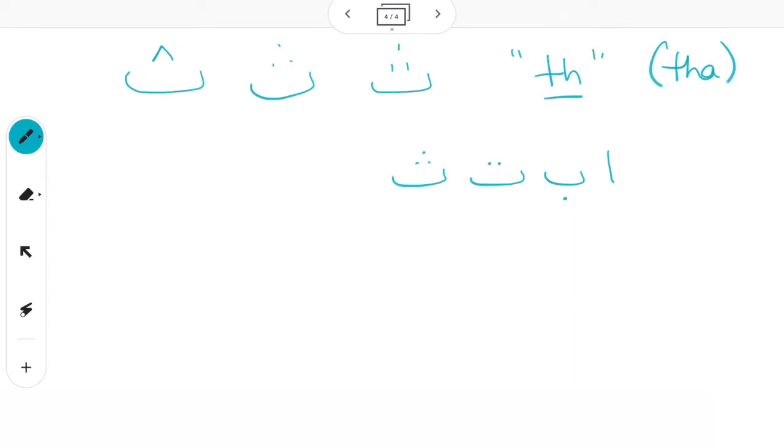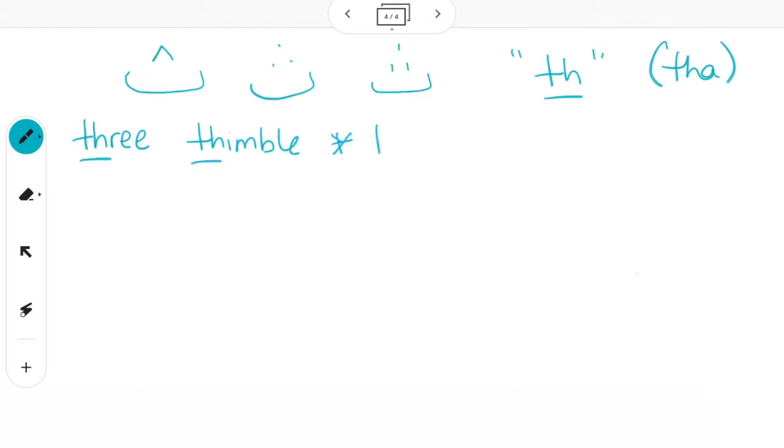Now let's sound out the letter Tha. Because in English, you have 2 different TH sounds. Tha is like the TH in three, or the TH in thimble. It is very light. So let's write some characteristics. It is a very light and airy sound.